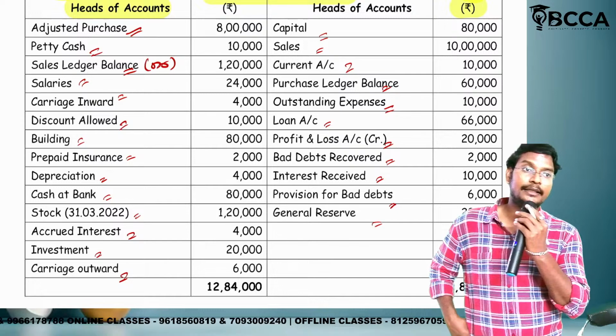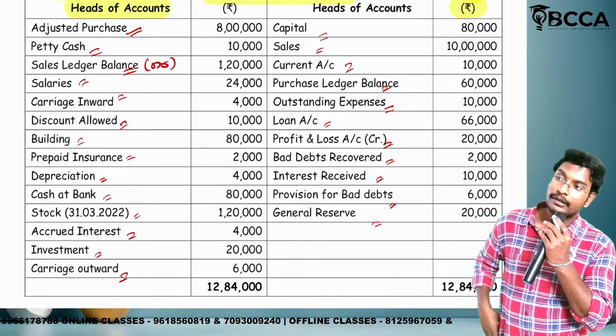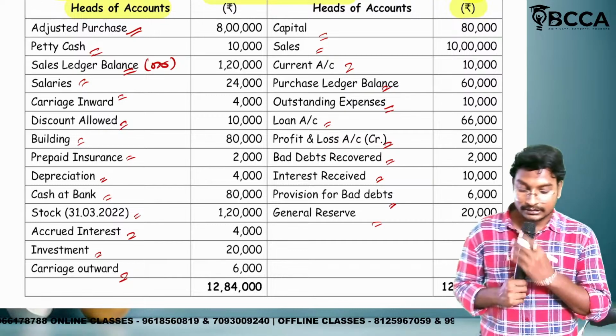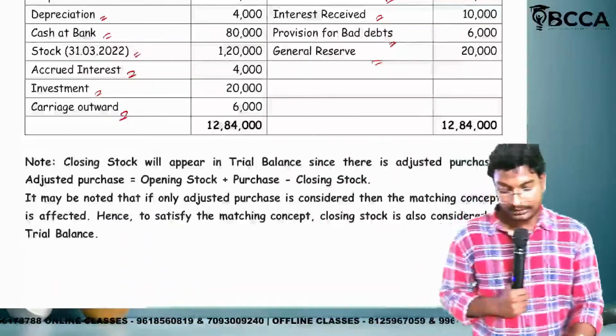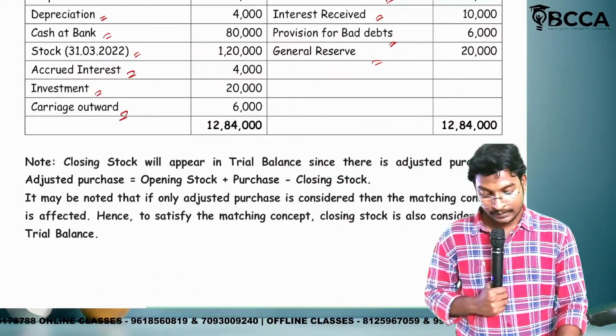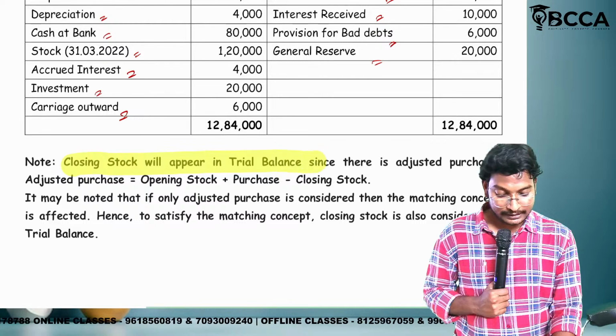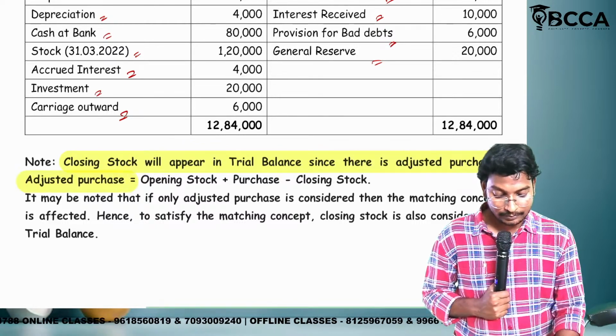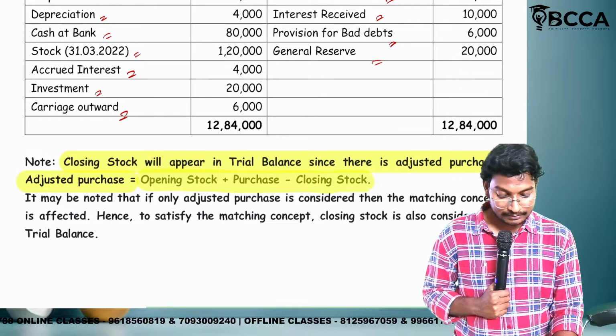What is the note point? Here we have recorded the adjusted purchase, so we can record the closing stock in the P&L account. So that one is the note point. What is the note point? Closing stock is appearing in the trial balance since the adjusted purchase is equal to what? Opening stock plus purchase minus closing stock.